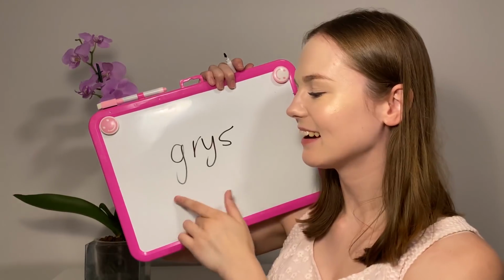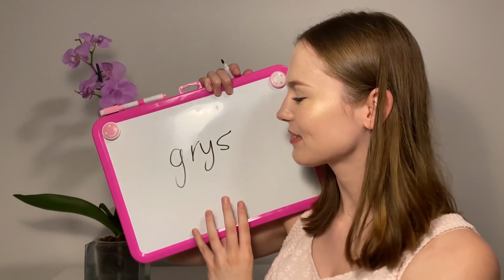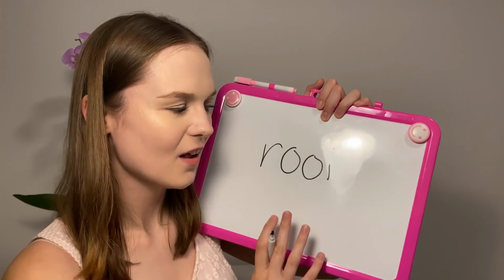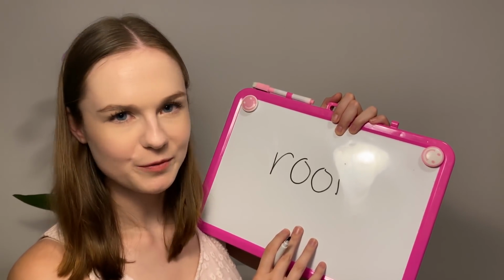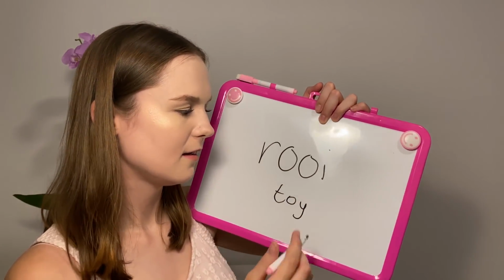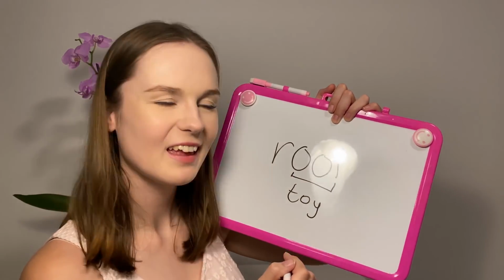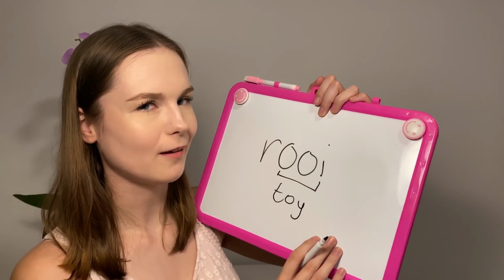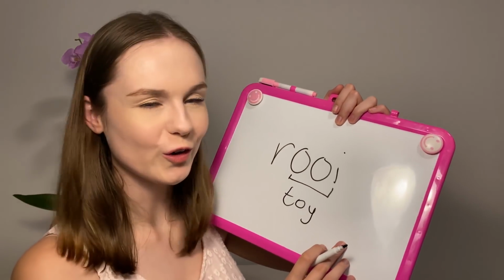Grey is grys. That means grey. And red is rooi. So it's kind of like toy. That's that sound there. There's some weird vowel combinations in Afrikaans. They get really weird, some of them. Rooi means red.